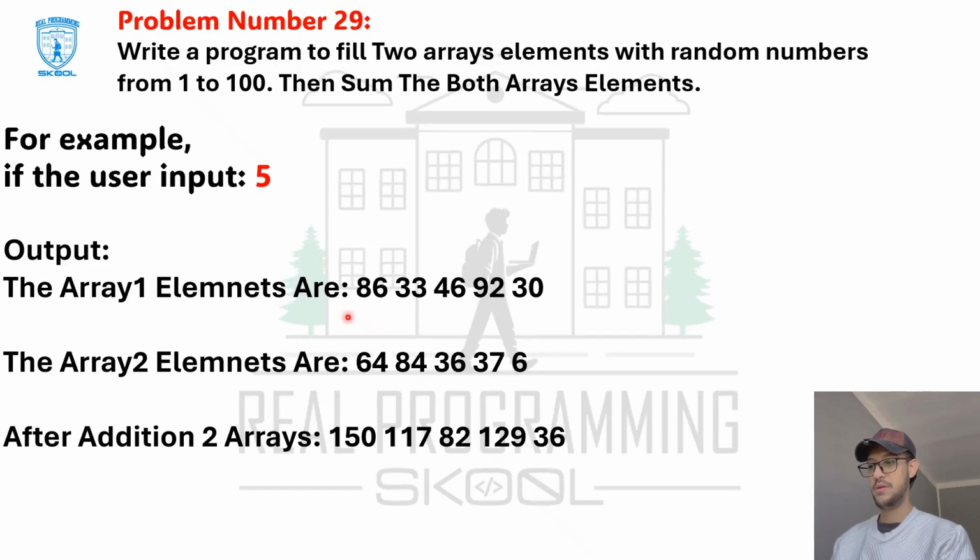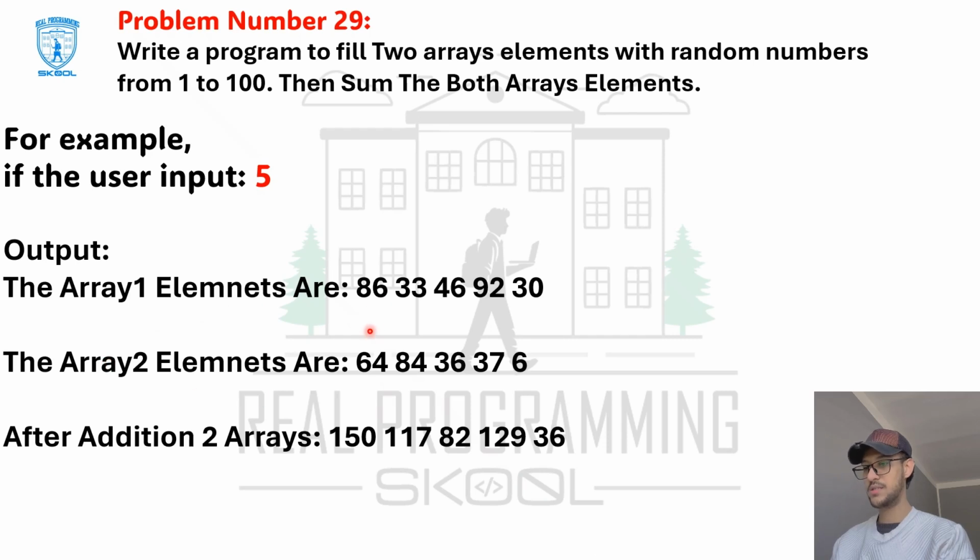We have these random numbers, 5 numbers: 86, 33, 46, 92, 30. And after that, the array2 elements are 64, 84, 36, 37, 6. So we have different random 5 numbers assigned to different arrays, array1 and array2, and we take the first number of array1 that's stored inside the first index, and we add it to the first number in the first index of array2.